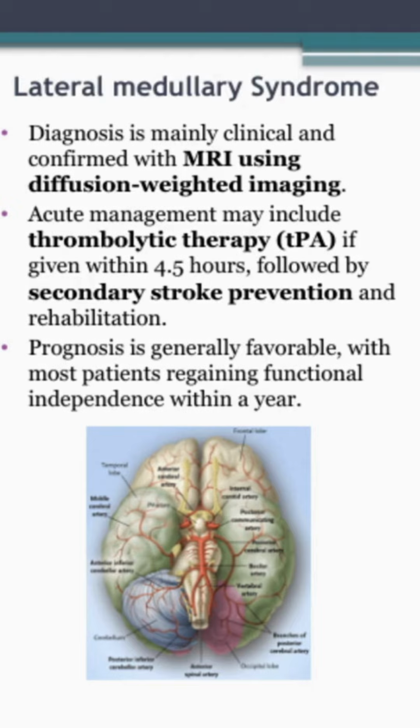When it comes to acute management, if the patient presents within 4.5 hours of symptom onset, thrombolytic therapy with TPA can be administered. This medication helps dissolve the clot and restore blood flow. After this initial treatment, the focus shifts to secondary stroke prevention, things like controlling risk factors, and rehabilitation to help regain lost functions. Most patients with lateral medullary syndrome tend to have a favorable prognosis.